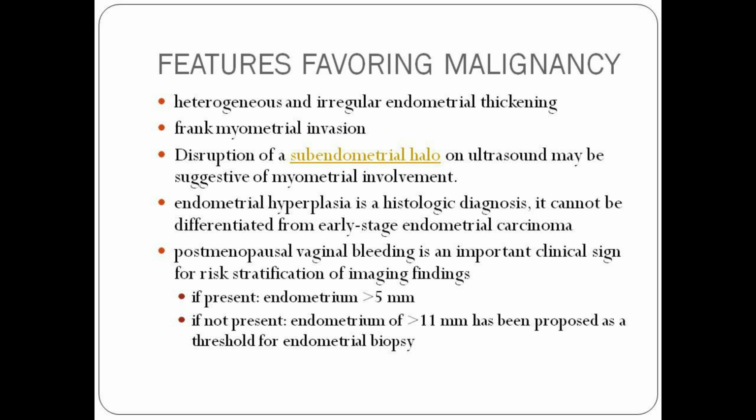We should keep in mind that endometrial hyperplasia or endometrial CA is a histological diagnosis. Early stage endometrial carcinoma cannot be differentiated from early stage endometrial hyperplasia. Most of the time they cannot be differentiated on ultrasound. So whenever there is a suspicion, we should go for histopathology. Postmenopausal bleeding is an important clinical sign for risk stratification of image findings. If postmenopausal bleeding is present, an endometrium of more than 5 mm should be histopathologically examined, and if it is not present, then an endometrium of more than 11 mm should be proposed for histopathology.